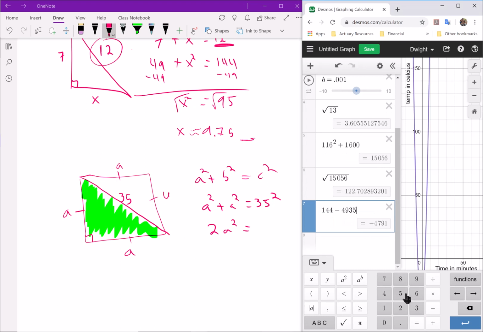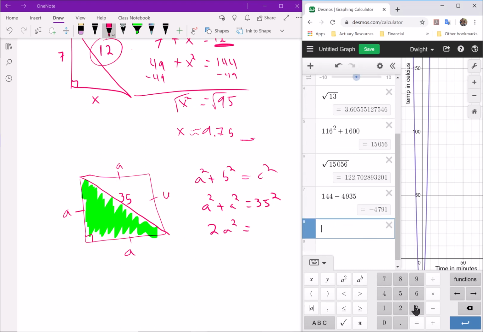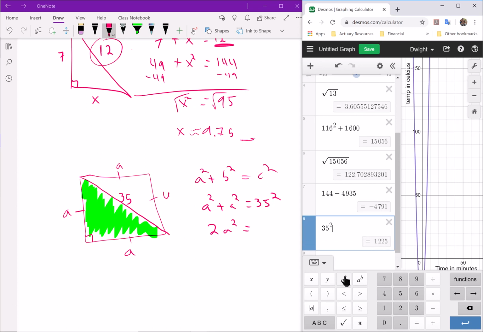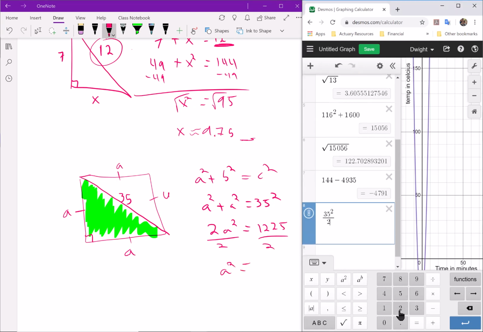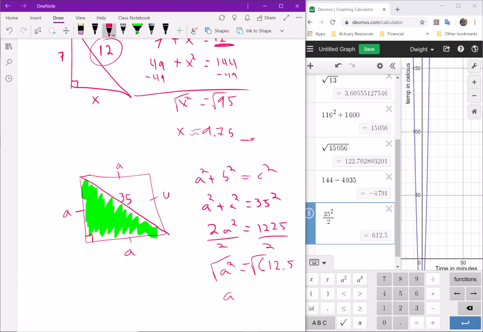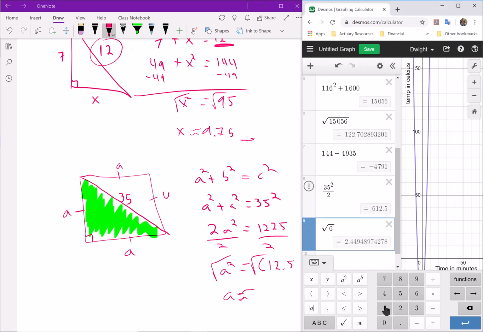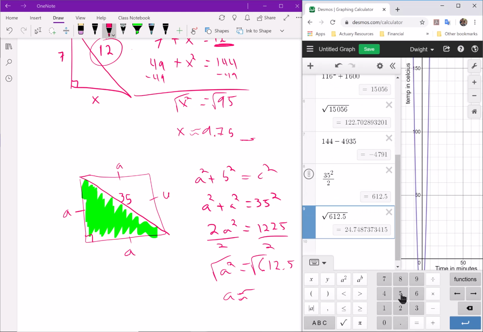What is 35? Okay, now 35 squared is 1,225. I can just solve this equation by dividing both sides by 2, and I'll get 612.5. And then I can take the square root of both sides to get a is approximately, if I take the square root of 612.5, I get 24.75. Right, so I know that the side length of the square is 24.75.